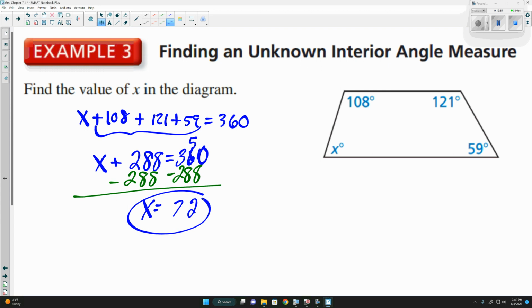And if you're doing the homework, especially on these here, and the answer doesn't feel like it's the right answer, you can always plug it back in and do 72 plus 108 plus 121 plus 59 and see, do we get back to 360? If we do, then it is the right answer. If we don't, then something went wrong. Any questions on this here? Are we ready for the next one?